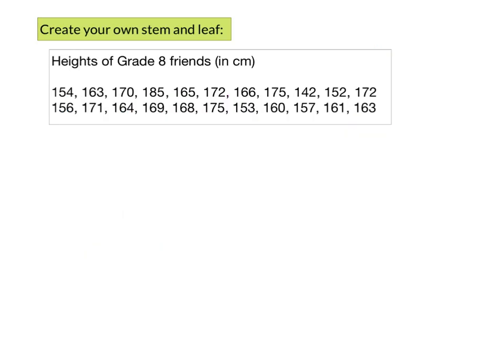Let's look at creating your own stem and leaf. Now for this data, or for any data, it's important to look for what the minimum value, the smallest value is, and what the maximum value is. The reason you do this is so that you can know how to set up your stem and leaf. So the maximum value seems to be 185, which means my smallest stem I'll make 14 and my largest stem I'll make 18.